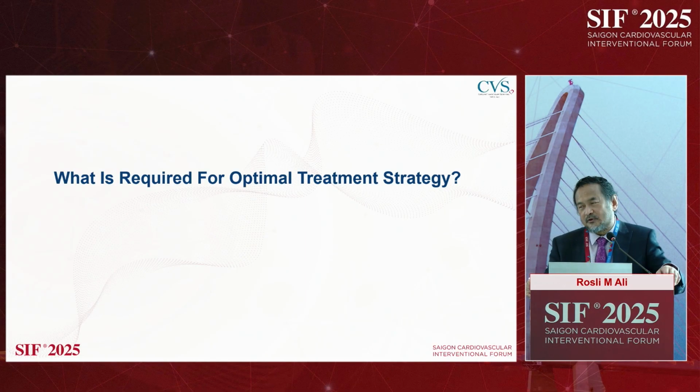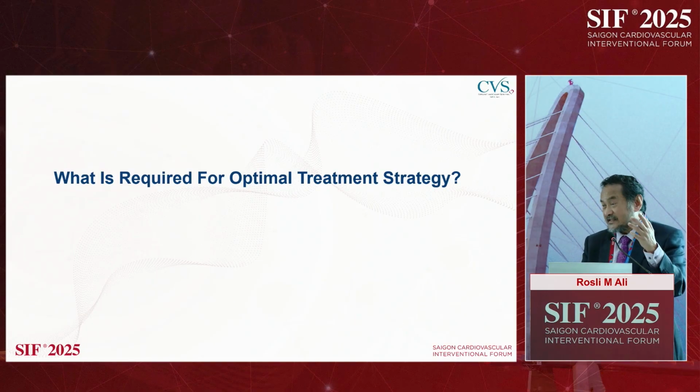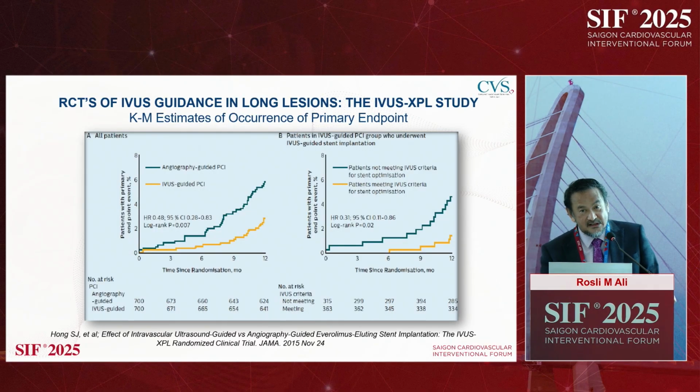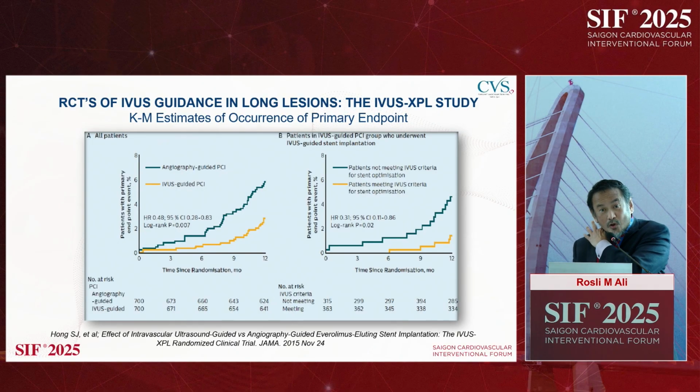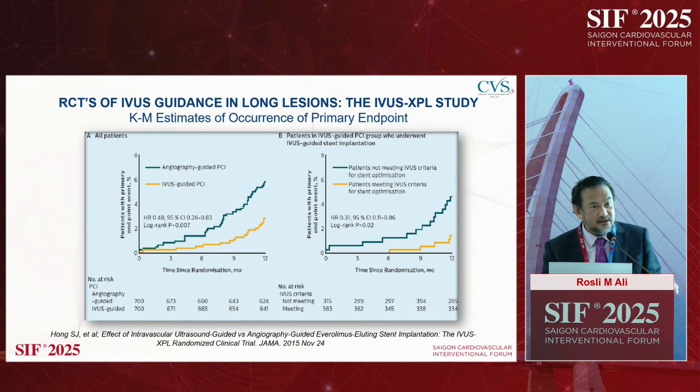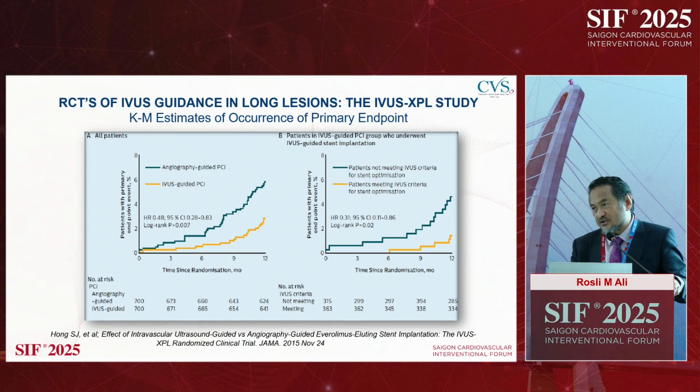So what is required for an optimal treatment strategy? If you look at what is ideal, and sometimes I think we should try to do what is ideal as much as possible and work towards it. Obviously, imaging is key. This is data for long stents, published about a decade ago, that IVUS-guided PCI is much better than angiographic-guided PCI. And it's not just that. If you use IVUS, you have to try to ensure you get good results. If you use IVUS in this case and your stent is not optimized, then the outcome is poorer than when you get stent optimization. So image it, then act upon it, and get as good results as possible.